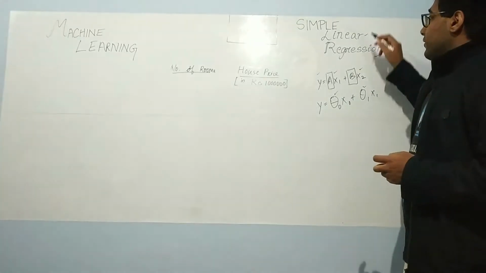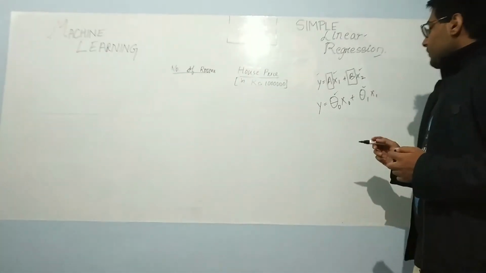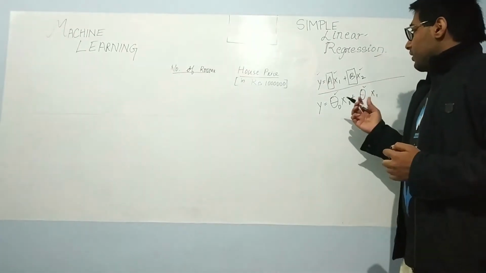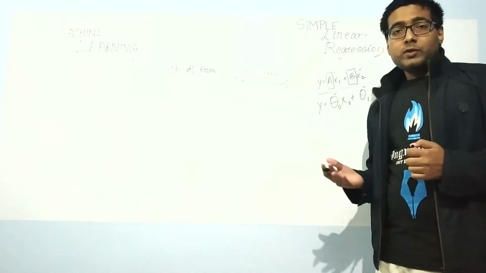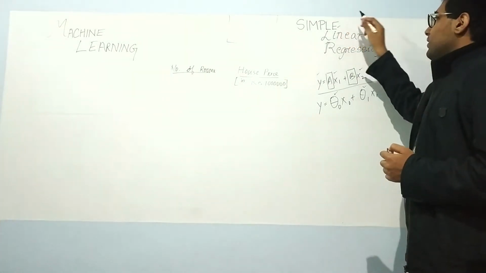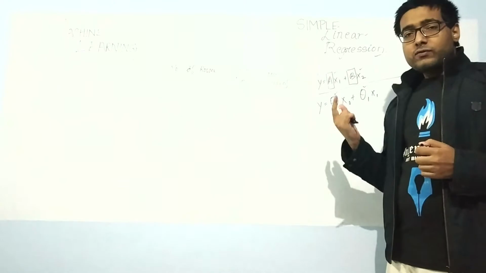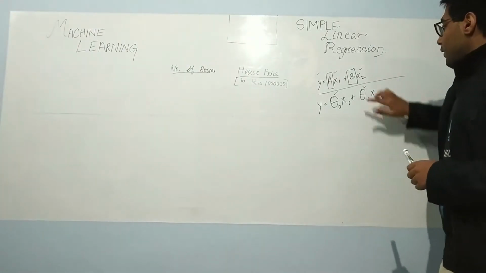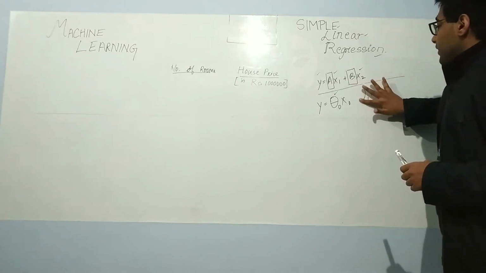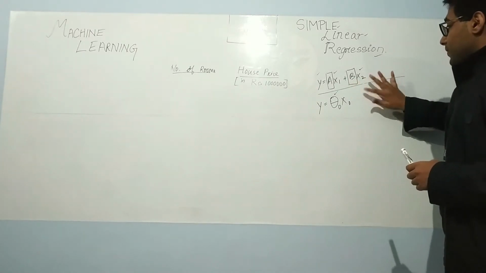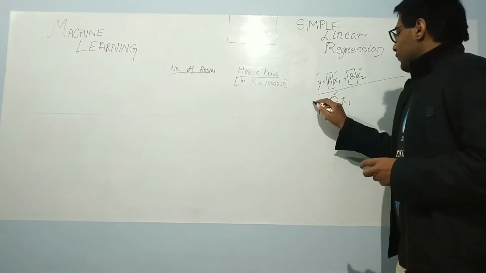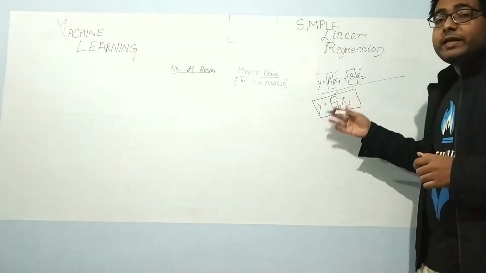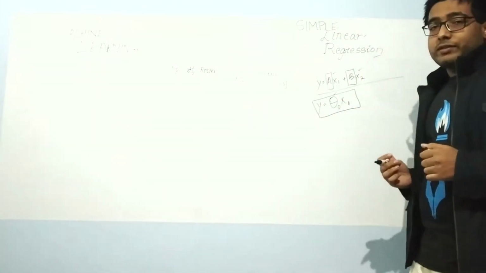Then we move on to linear, which means that any equation that we find out in our problem will be a linear equation. It will not have polynomial terms. And simple means we will have only one independent variable. In this case, we will only take say theta naught and x naught. So we can give this form to the equation, which will be later defined as simple linear regression.